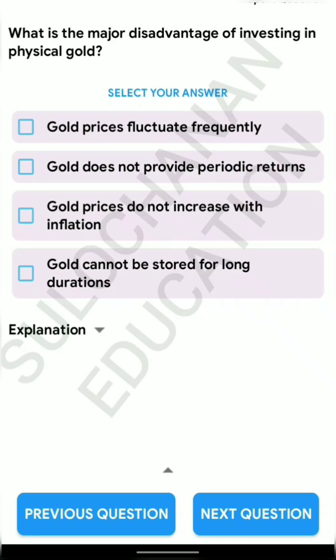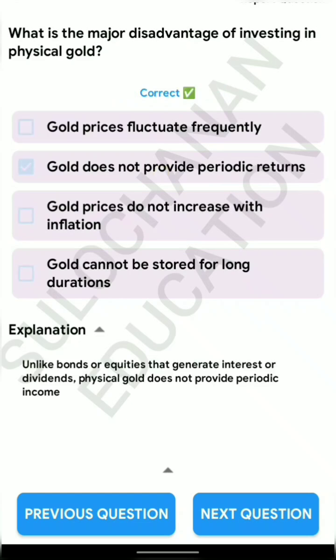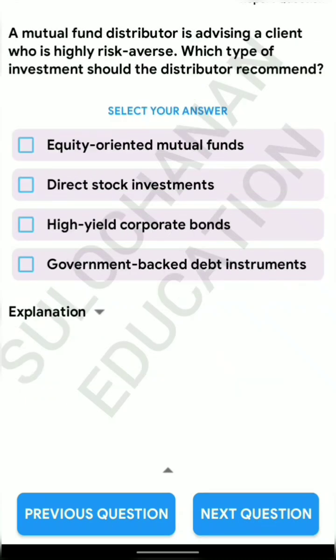What is the major disadvantage of investing in physical gold? Options are, and the correct answer is option B. Gold does not provide periodic returns. Unlike bonds or equities that generate interest or dividends, physical gold does not provide periodic income.